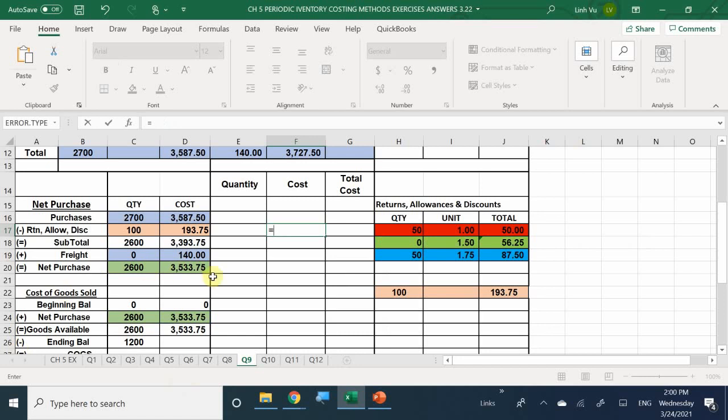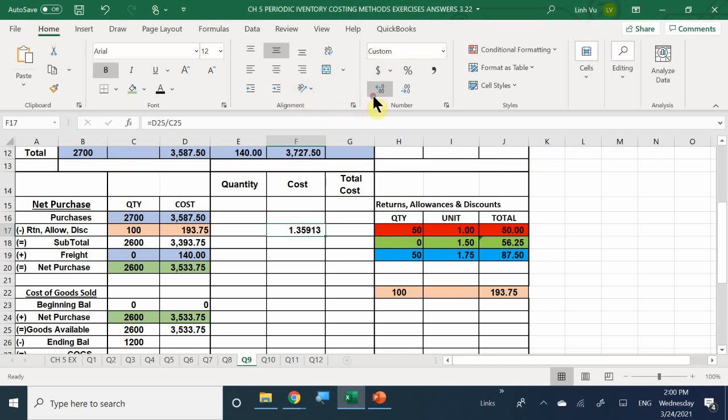Okay, so the 3,533.75 divided by my total quantity of goods available, which is right here, to get me a new average cost per item to be this right here. All right, it's going to be $1.35913. Now in this case, by the total quantity that's available.